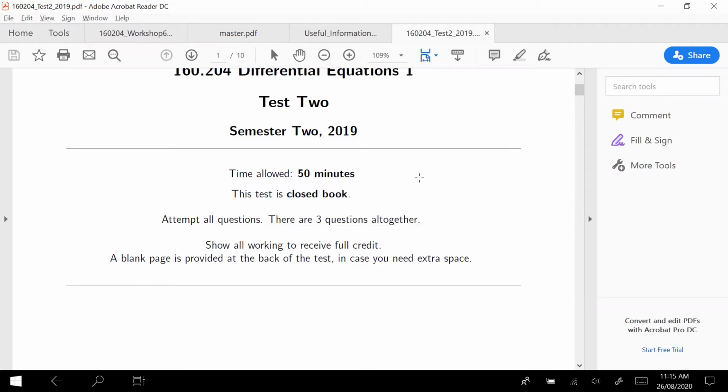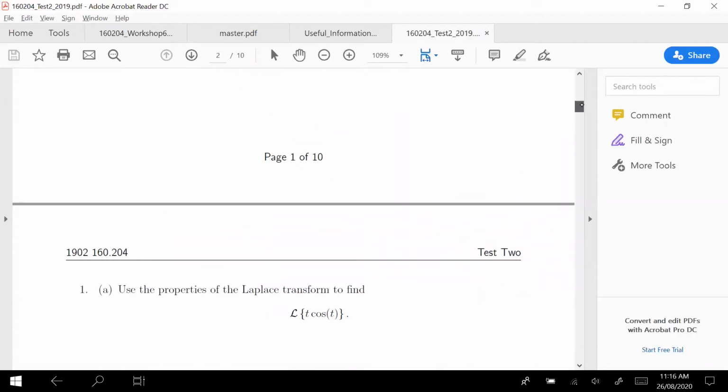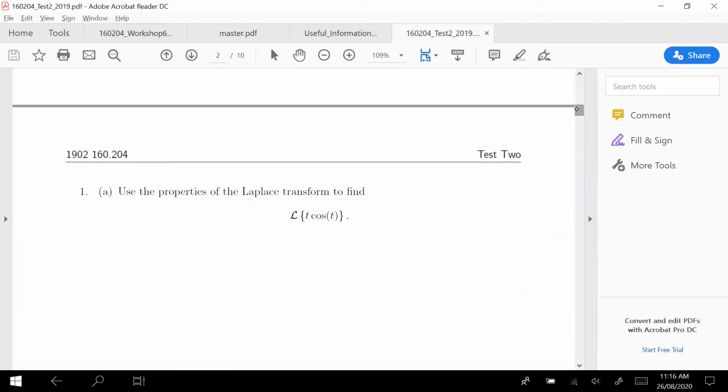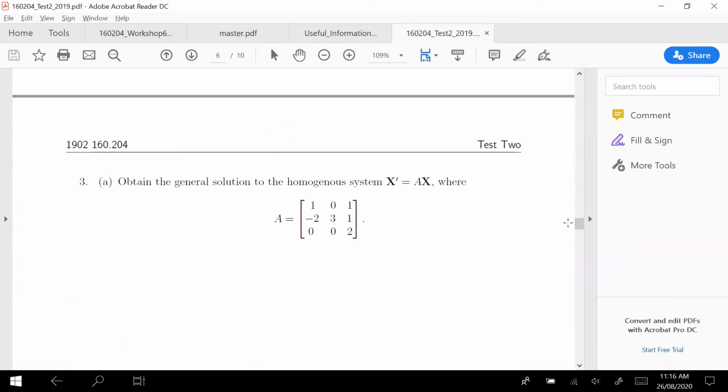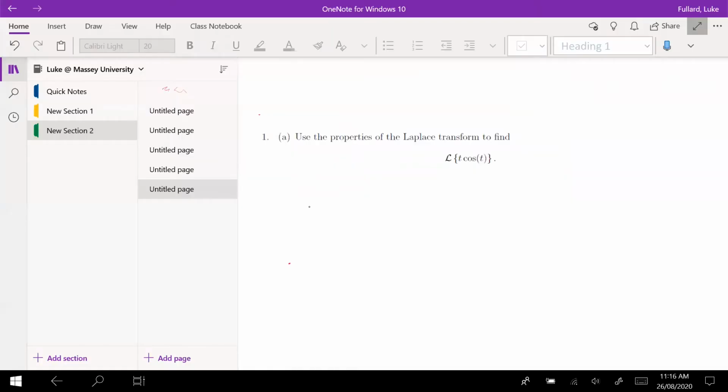This lecture today is obviously not going to be exactly what's in the test, but it will give you a good idea of the types of questions that we ask. This test is covering questions from units 3 and 4, which is the Laplace transform, and solving systems of linear ODEs, homogeneous and non-homogeneous. Okay, so let's get into it.